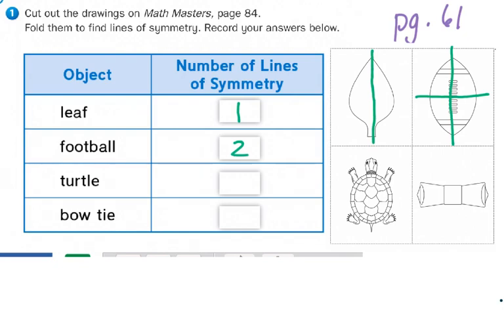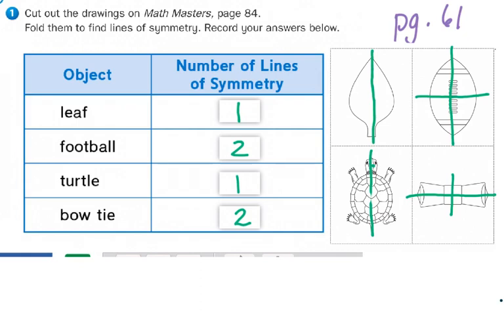The turtle, if I trace from the top to the bottom, I cannot trace this way. That doesn't work. You know why? Because if I folded the head, there's not a head on the other side. So there's only one line of symmetry on the turtle. Now take a look at the bow tie. How many lines of symmetry would you find if you were going to fold that bow tie in half? Well, I could fold horizontally and also vertically. So it has two lines of symmetry.